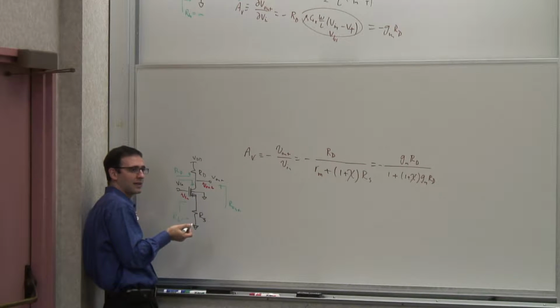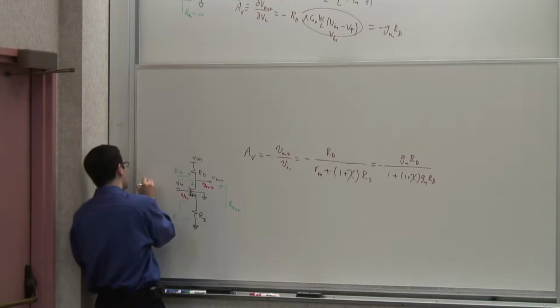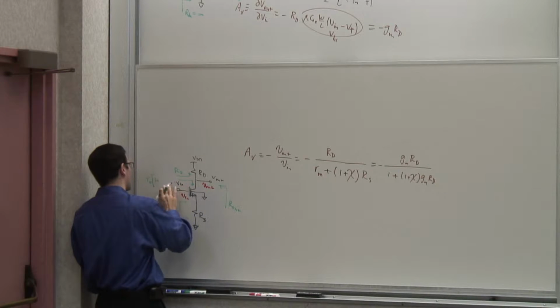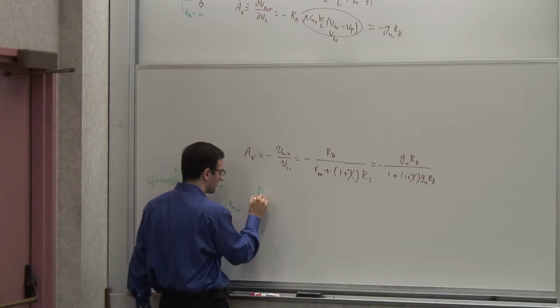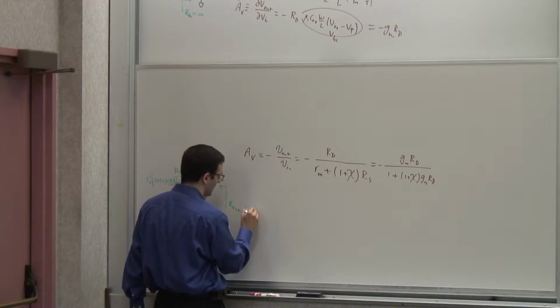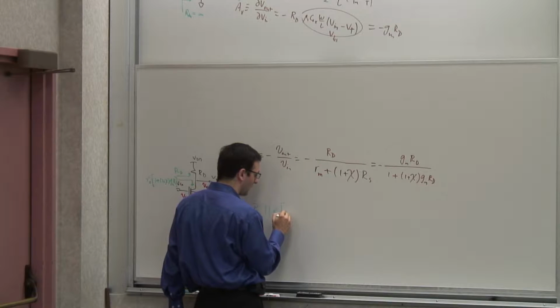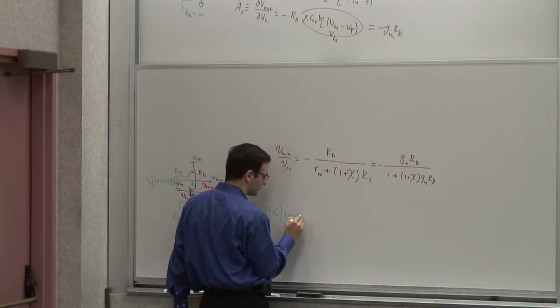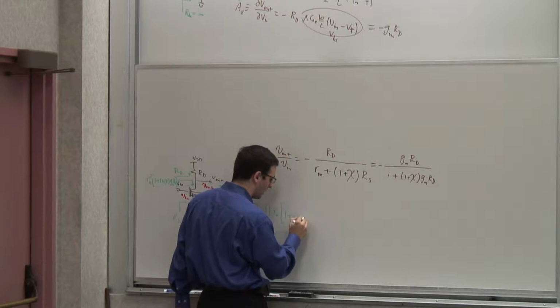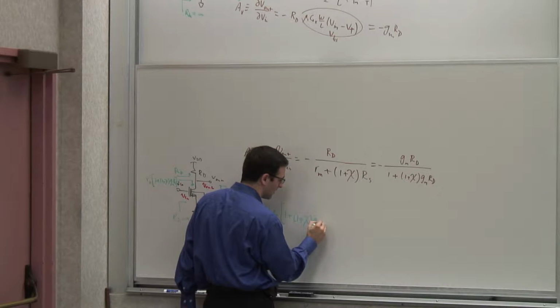And we did calculate that, and what we saw was that this quantity was RO of the transistor times 1 plus chi GM RS. So Rout, the total Rout, is RD, the extrinsic part, in parallel with RO times 1 plus chi GM RS.